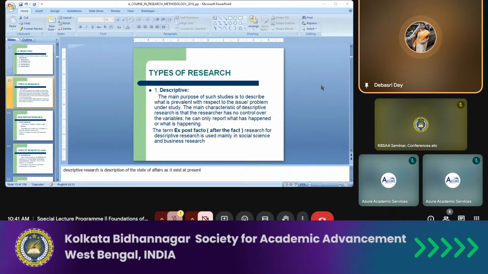The most distinguishing feature of this method is that the researcher has no control over the variables. He or she should know and report what is happening or what has happened.